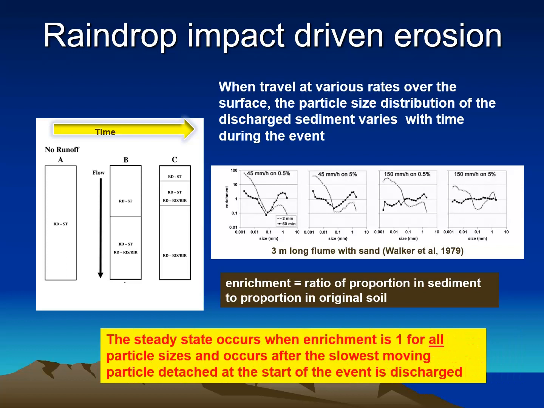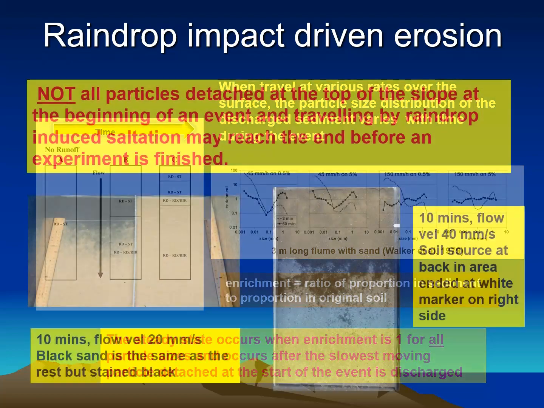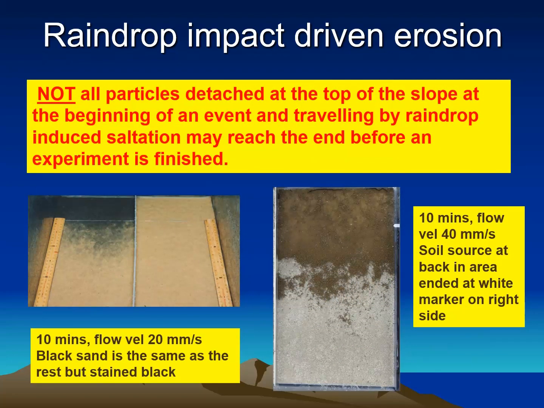The steady state occurs when enrichment is 1 for all particle sizes, and that occurs after the slowest moving particles detached at the start of the event are discharged. Here are two examples where not all the particles detached at the top of the slope reach the bottom of the slope before the experiment is finished.